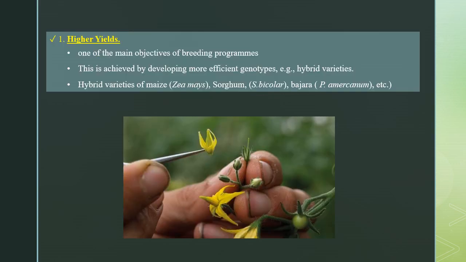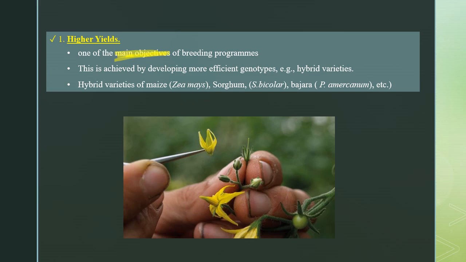The first and foremost one is higher yield. It is the main objective of any breeding program. If you are planning a breeding program and you are not considering yield as a criterion, you are misleading yourself. Whatever your focus is for the breeding, you must consider higher yield, because if the crop variety you develop is not higher yielding, then the farmer will not give you importance. That means your prepared variety will have no use.